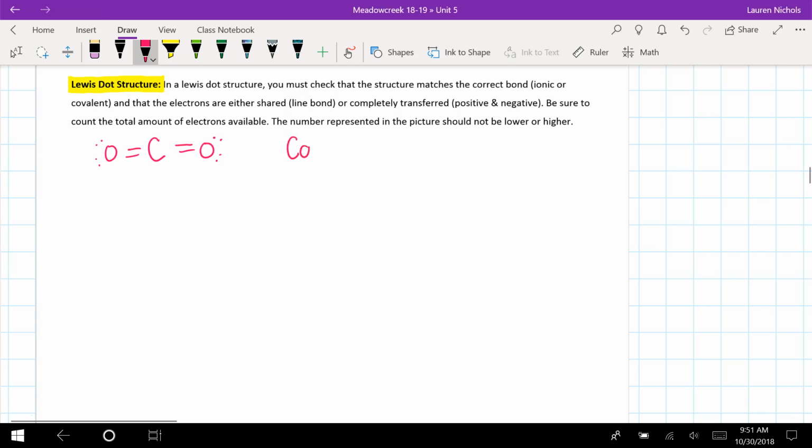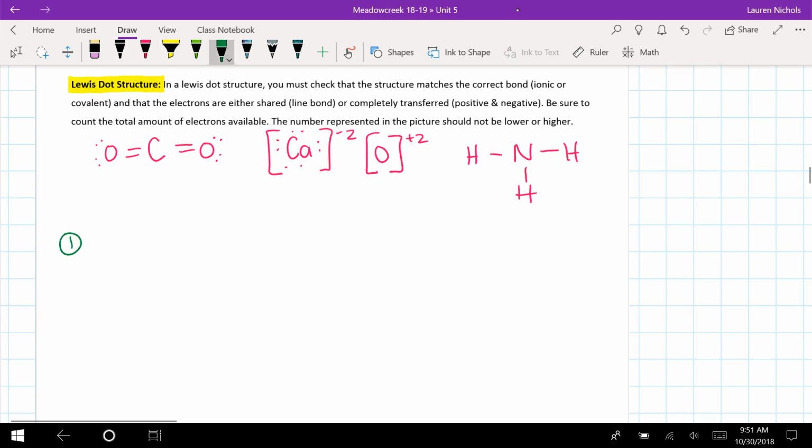We have this structure here, and we have this structure here. Okay, now only one of these structures is drawn correctly, and so we need to know which structure is drawn correctly and what are the steps that we should be looking for to go through.